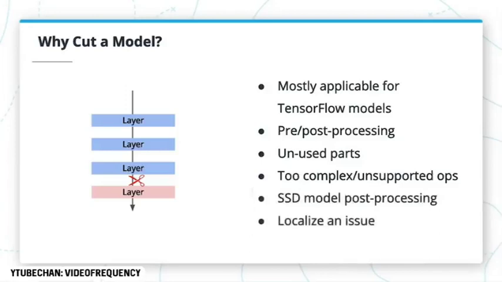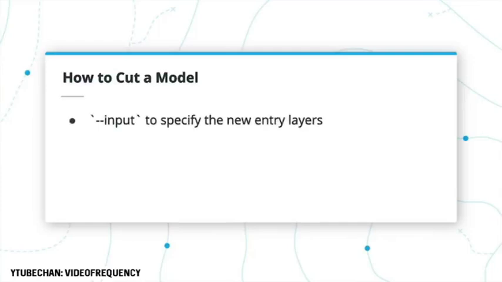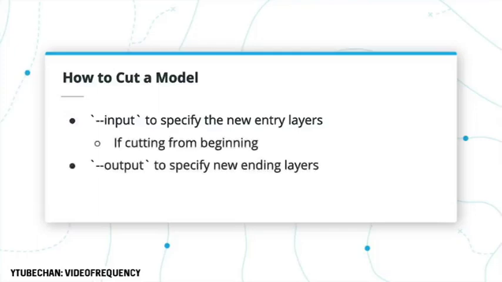Or there could be a problem with model conversion in the model optimizer or with inference in the inference engine. And in order to localize the issue, cutting the model might help to find the problem. There's two main command line arguments to use for cutting a model with the model optimizer. These are going to be input, which as you might guess is for new entry layers, as well as output, which is for specifying new end layers.